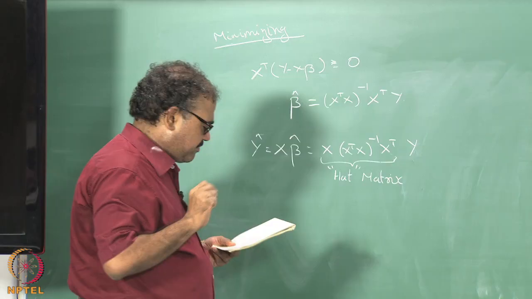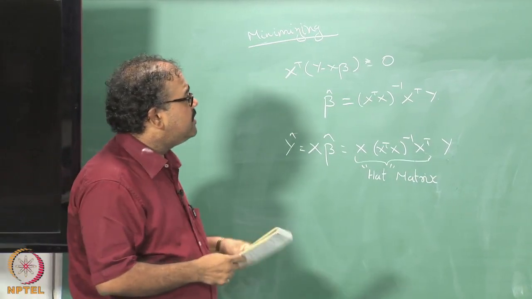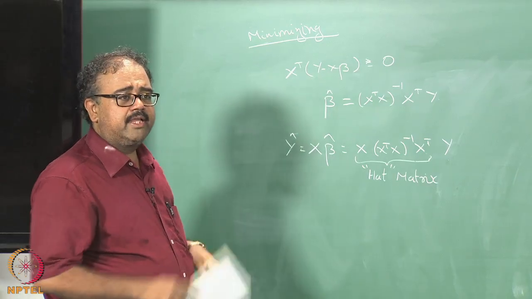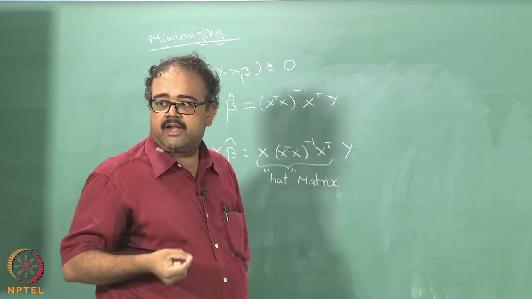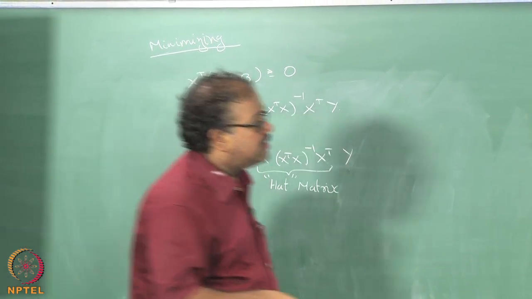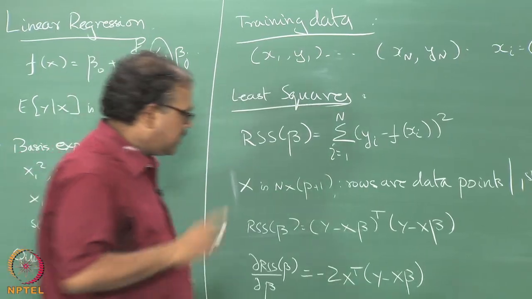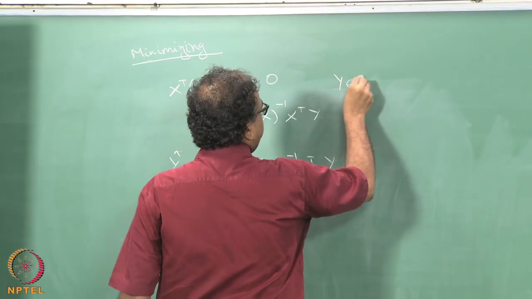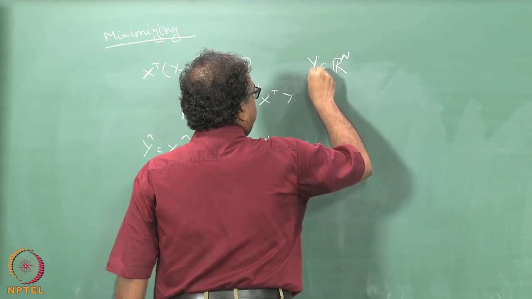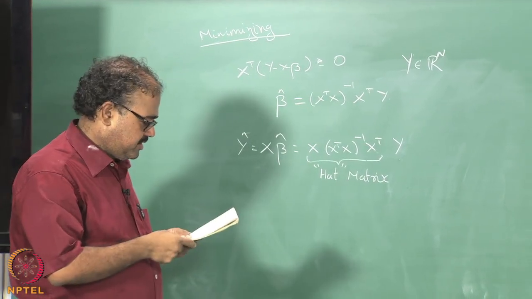So another way of thinking about it is the following. What can we say about y, the vector y, not the output random variable y, I am talking about the vector y. So x is n cross p plus 1, what about y? N cross 1, right. So y is actually a point in R n, it's n cross 1.